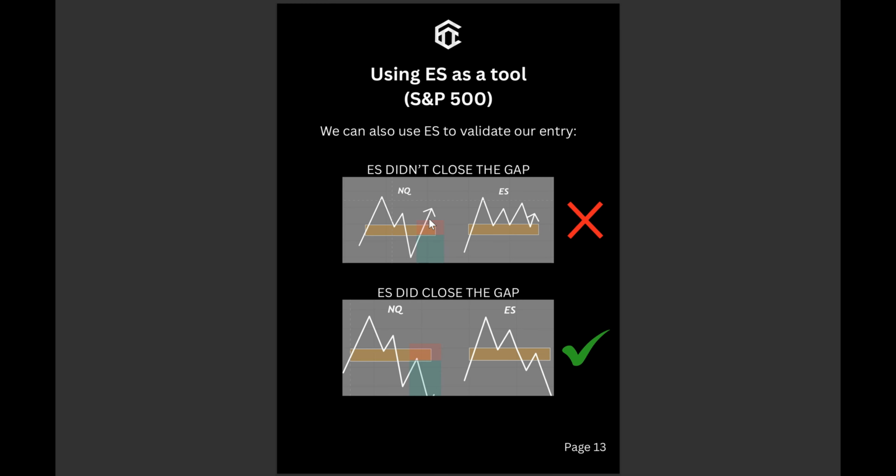So this top example, you can see they're not moving in sync. ES hasn't closed the gap. However, NQ has candle closed the gap. If you are trying to short when ES hasn't closed the gap, you're likely to be manipulated out and hit your stop loss. However, when ES does close the gap and it closes the same gap as NQ, it's a more probable condition that price is likely to go in your intended direction.